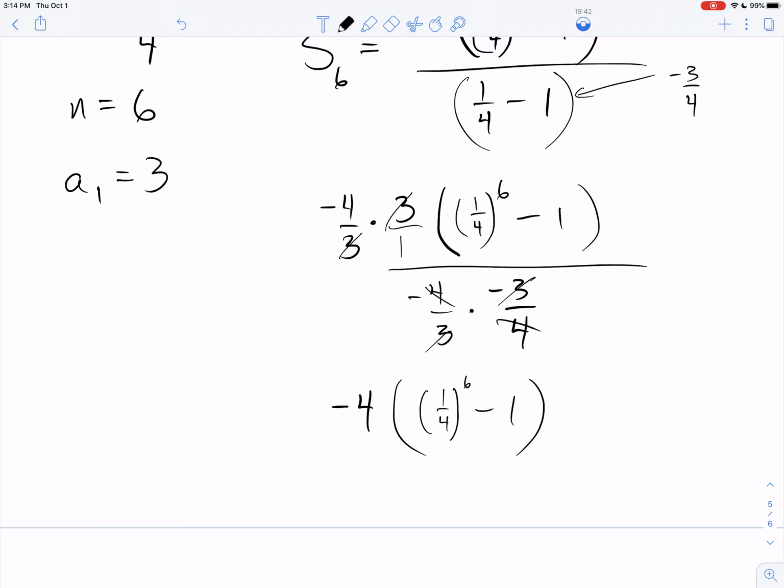Well, let's grab our calculator. 1/4 to the 6th. How bad could that be? 1 divided by 4 to the power of 6. And I get on my calculator, something. But don't panic yet. I'm going to say minus 1 to that number. And then I get some super decimal, negative 0.99975585594.